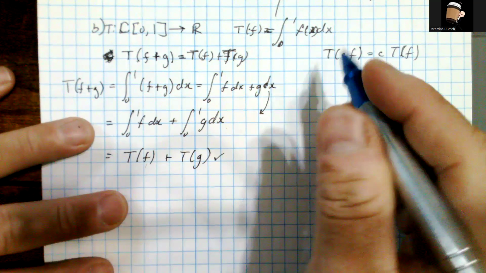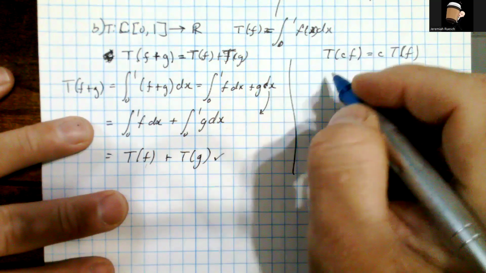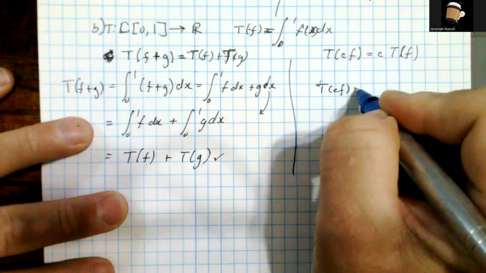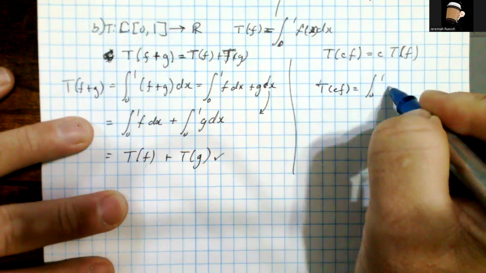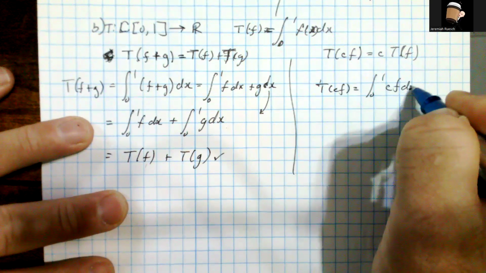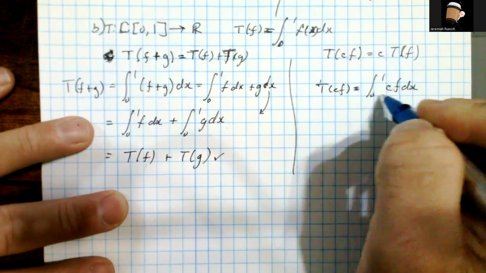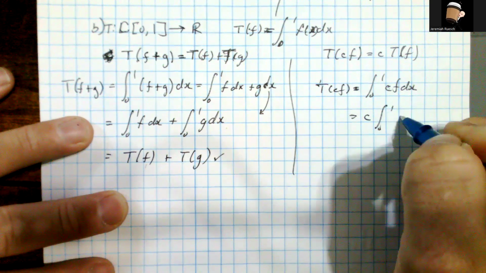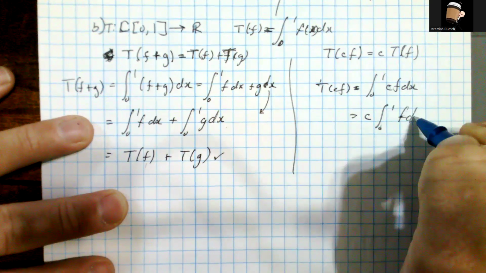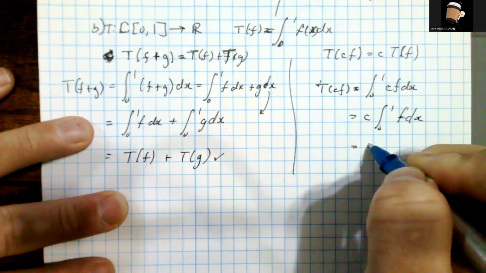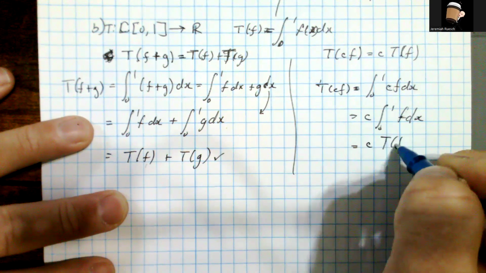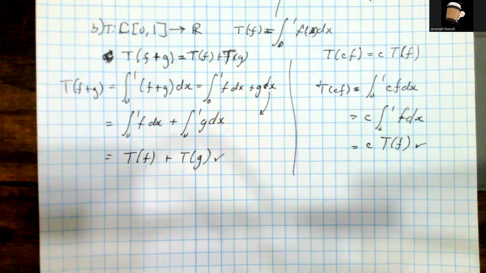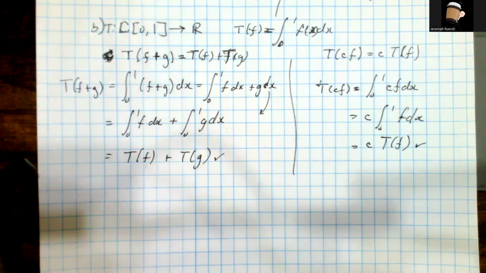Okay. And then over here, similarly, T of cf is equal to the integral from 0 to 1 of c times f dx. Based on the properties of integrals, I can factor out that constant because it is a constant with respect to the integration. And we are left with c times the transformation of f, which is exactly what I wanted to show. Okay, I hope that was helpful, and I'll see you in the next video.